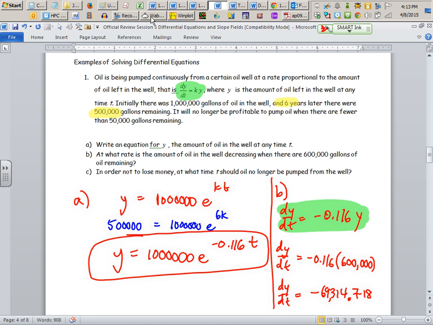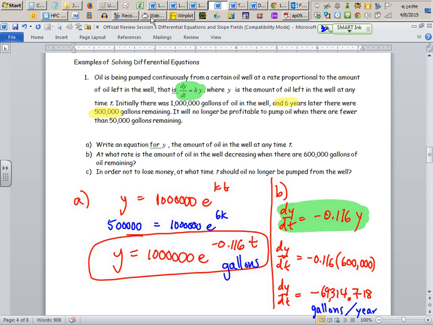I think we should give this some meaningful units, right? This equation over here is measured in gallons. What do you suppose dy dt is measured in? Gallons, what, per year. Notice that it's dy, which is a change in gallons, over dt, that's a change in years. So that would be appropriate units there.